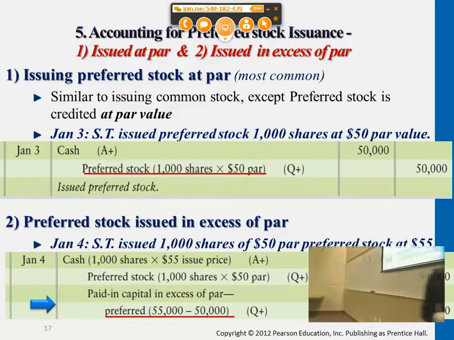Okay, so second transaction, issue price compared against face value of $50. The difference is $5 times the total number of shares, 1,000 shares. The difference here, again, is a premium for issuing this preferred stock.